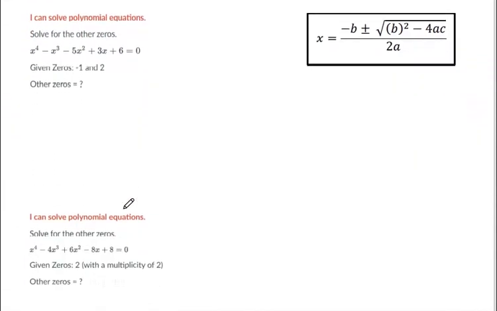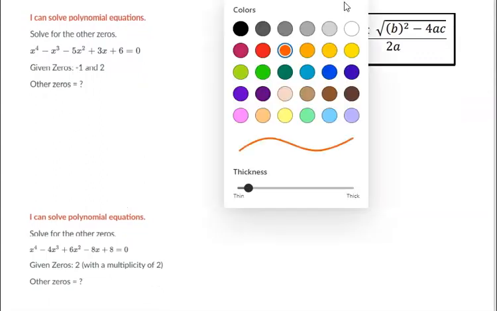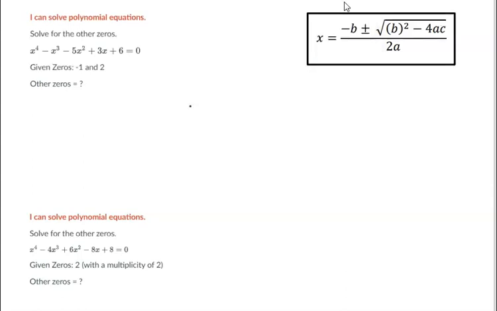Okay, let's move on to the last page. I can solve polynomial equations. Solve for the other zeros. X to the 4th power minus x to the 3rd power minus 5x squared plus 3x plus 6 equals 0. Our given zeros are negative 1 and 2. Using those given zeros, find the other zeros. So to divide those out, we're going to use synthetic division. So inside the box, we put our given 0 and then write the coefficients of our equation.